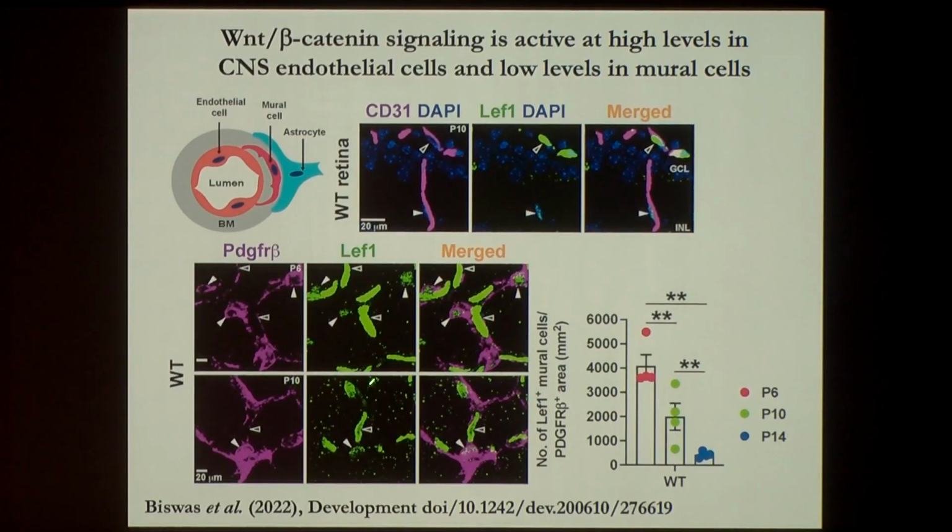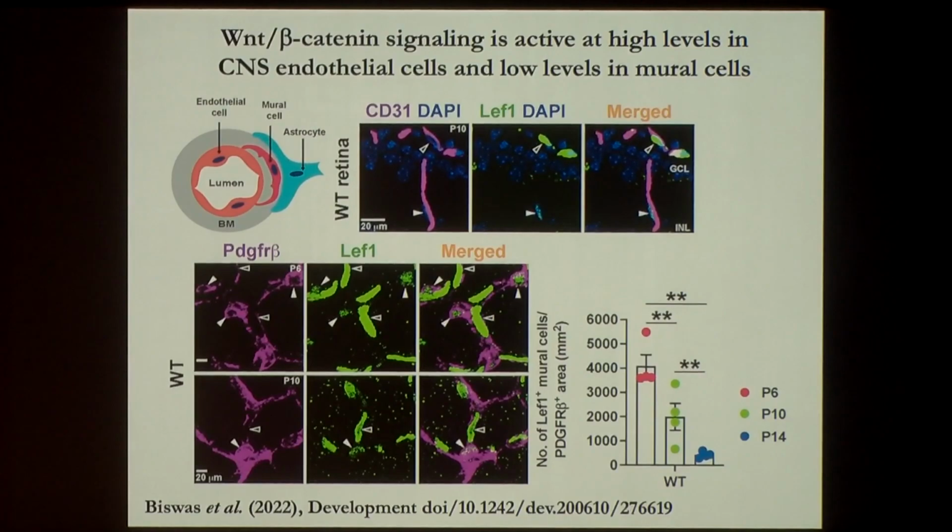So what I'm showing here is actually a staining for LEF1 and PDGFR-beta, which is a marker for mural cells. And what you can see here is robust LEF1 staining in endothelial cells, but also you can see LEF1 a little bit weaker in pericytes. And similar to what happens in endothelial cells, also in pericytes, you can see that as the retina develops, going from early postnatal P6 to P14, similar to the case with endothelial cells, the activity of the Wnt beta-catenin signaling goes down.